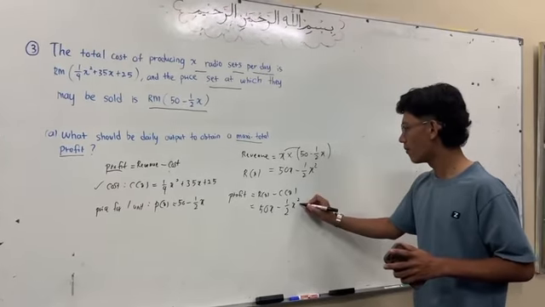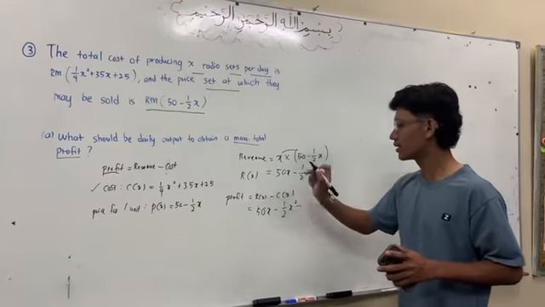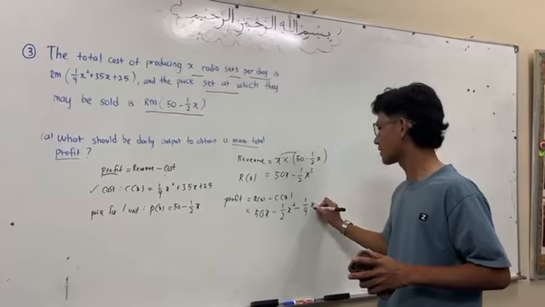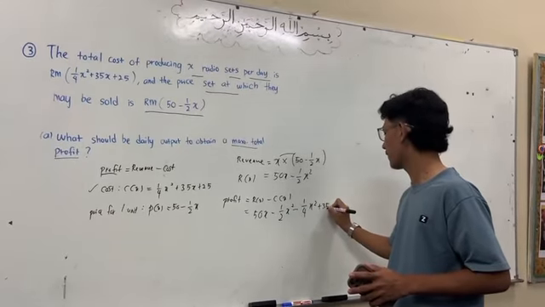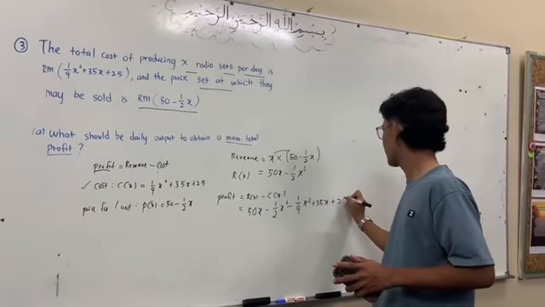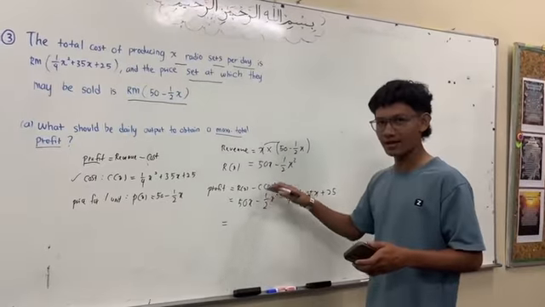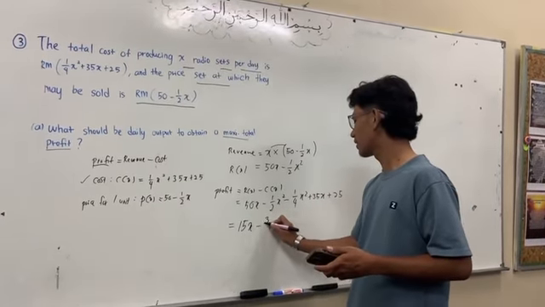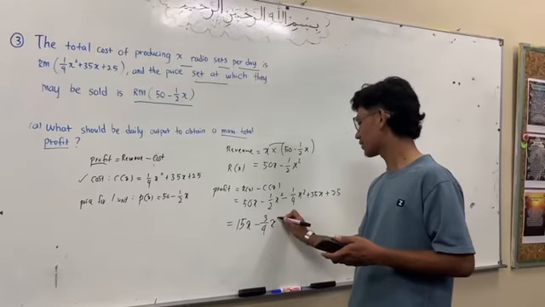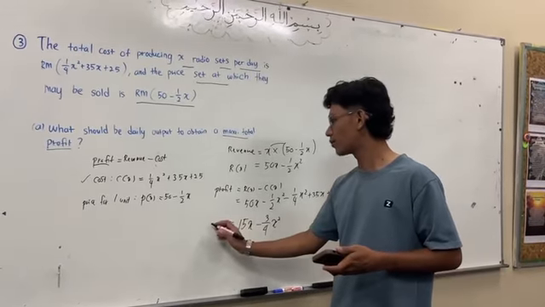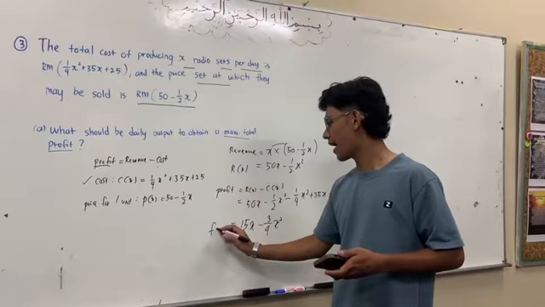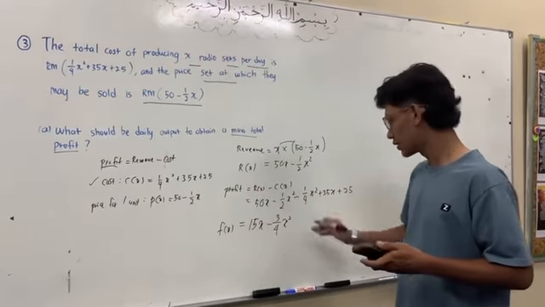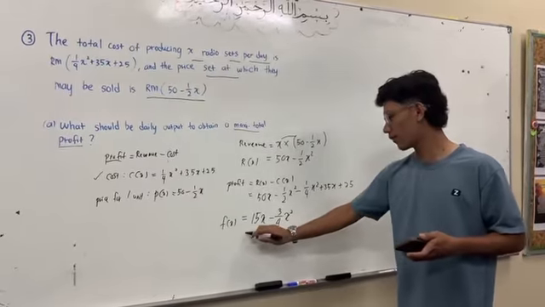So we get the R, which is revenue, 50x minus half x squared, right? And minus the cost, which we can see is 1/4 x squared plus 35x plus 25. Simplify it, we can get 15x minus 3/4 x squared. Alright, this is the profit. I label as fx. fx is profit.